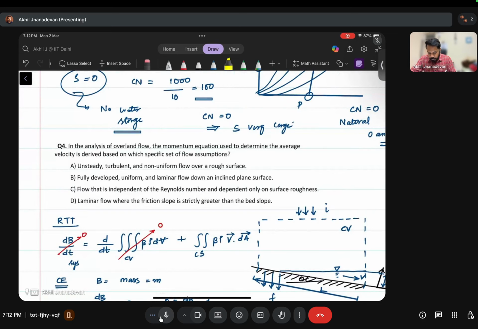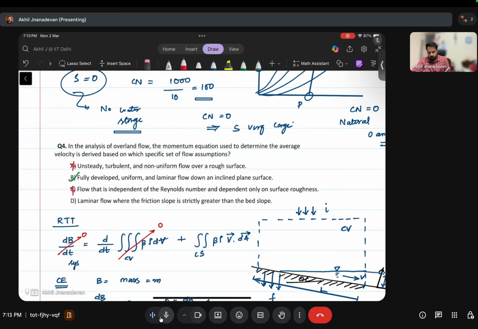Also unsteady or turbulent, so this is wrong. Second is fully developed uniform laminar flow in an inclined plane. Yes, that is what is used to derive the momentum equation. Flow that is independent of Reynolds number: we'll be deriving in terms of Reynolds number, you can see the lecture notes. But this is wrong. It is dependent on Reynolds number.